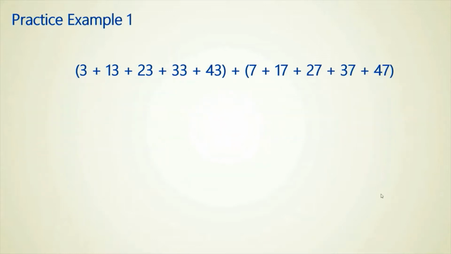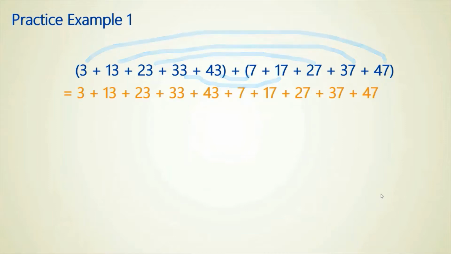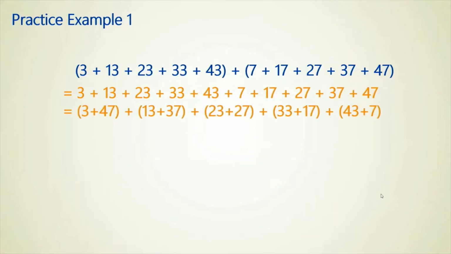Okay, let's practice. Pause the video and solve the problem yourself first. This problem is identical to the previous example. So rearrange the numbers into pairs so that each pair has the same sum. Pair the smallest number in the first group with the largest number in the second group. So the 10 numbers are grouped into 5 pairs, and each has a sum of 50. The 5 groups sum together, and the answer is 250.